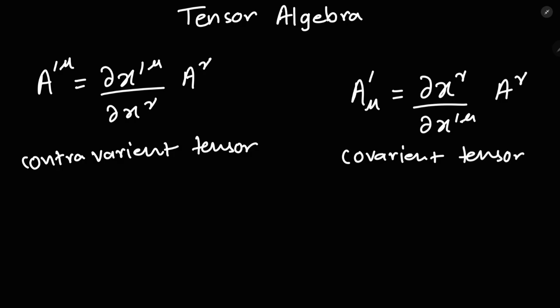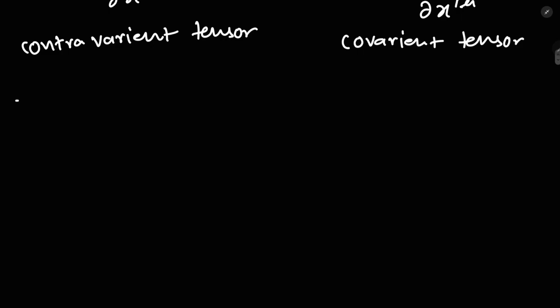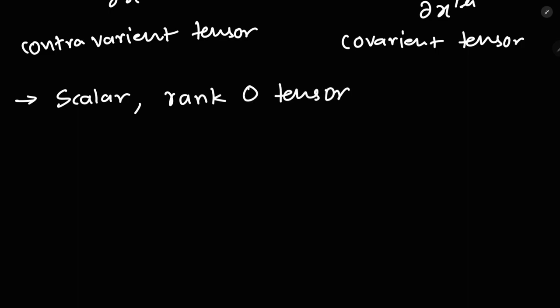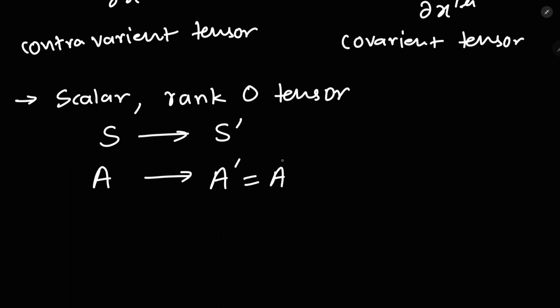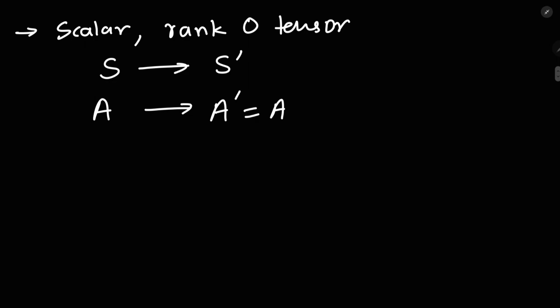Now I think I forgot to mention this in the last video, but a scalar is also a rank 0 tensor. It doesn't have any indices, and when we go from one coordinate system to another, it remains invariant. So when we go from the S frame to the S prime frame, if A is a scalar, it just goes to A prime, which is equal to A again. So it remains invariant under the coordinate transformation.